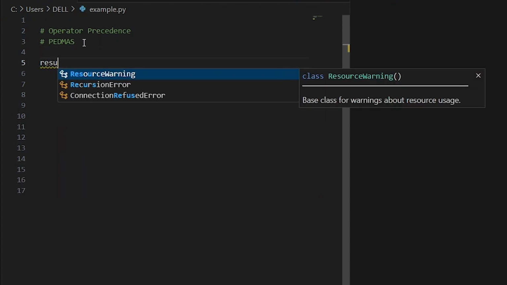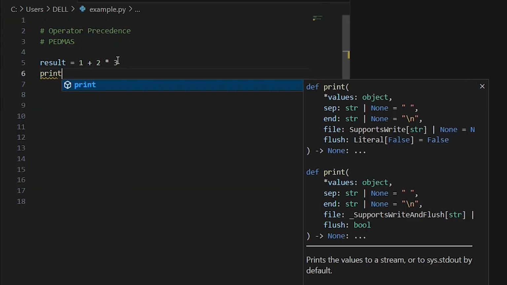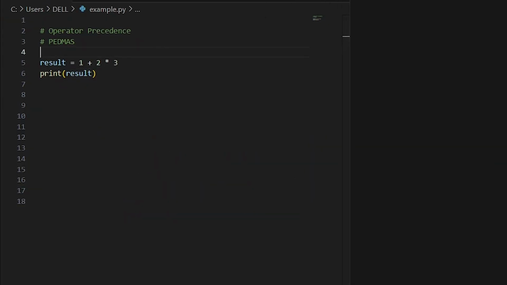We have result is equal to 1 plus 2 multiplied by 3. Looking at this expression, it is easy to assume the result to be 1 plus 2, which is 3, multiplied by 3, which is 9. But this is not so. So let's print result. And from the output, you can see that we have 7. So let's look at what happened.